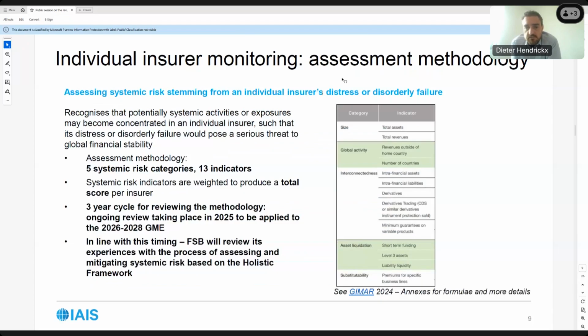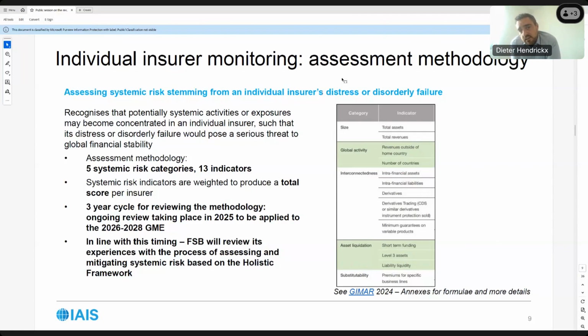Okay, let's go to the next slide. Now, within the global monitoring exercise, as I said, one of the key components is the individual insurer monitoring. Within that individual insurer monitoring, we use a methodology to calculate a systemic risk score for all individual insurers participating. For that methodology, we have identified 5 systemic risk categories and 13 indicators, all receiving a certain score based on the data that we get and also based on the methodology that we have developed. All that is weighted to come up with a total score per insurer.